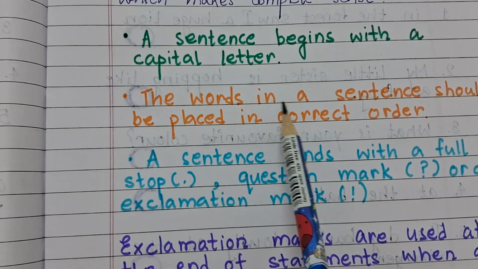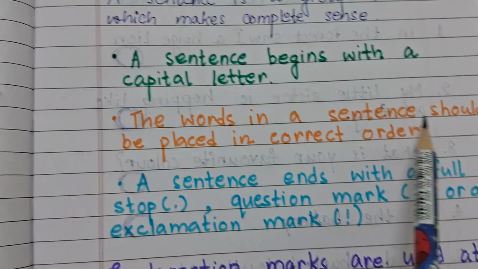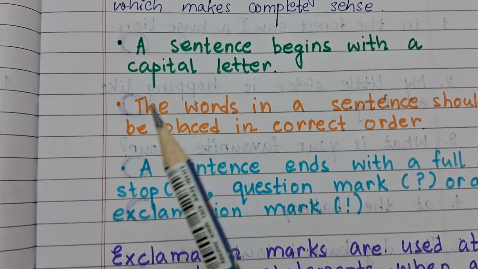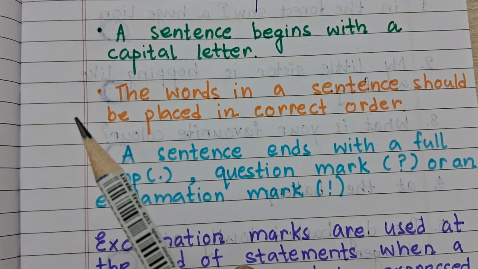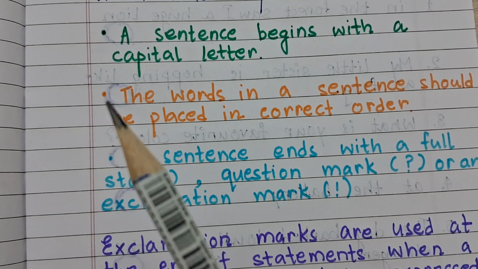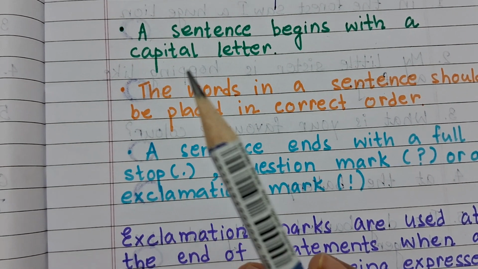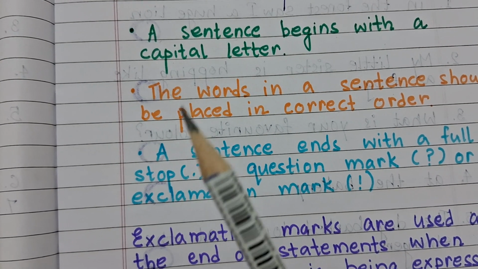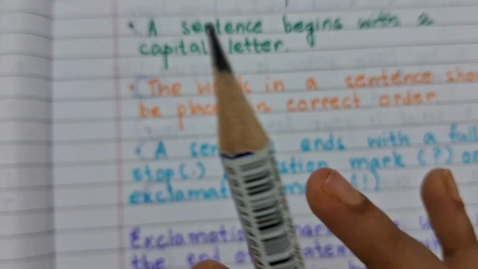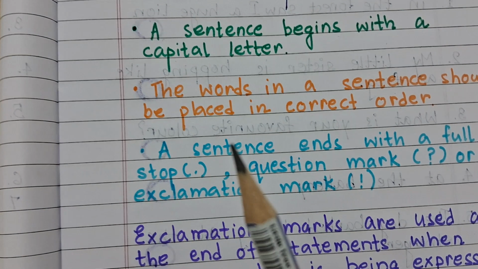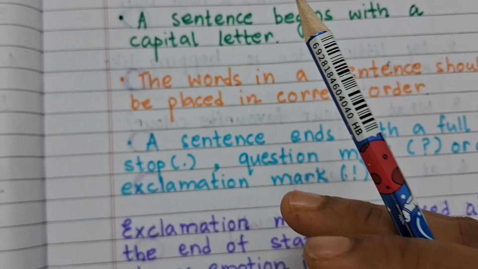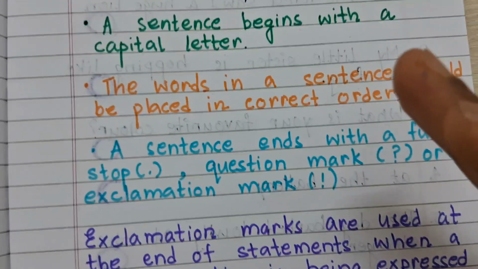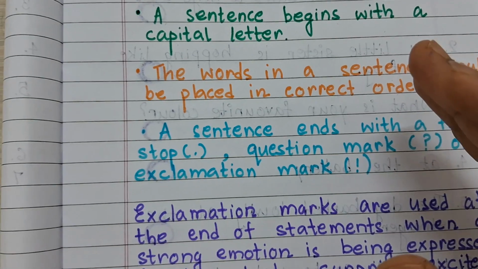The words in a sentence should be placed in correct order. That means when we are writing a sentence, the order of the words should be correct. That is, the words should not be in a jumbled form, right? They should be properly arranged so that it forms a meaning. Understood?